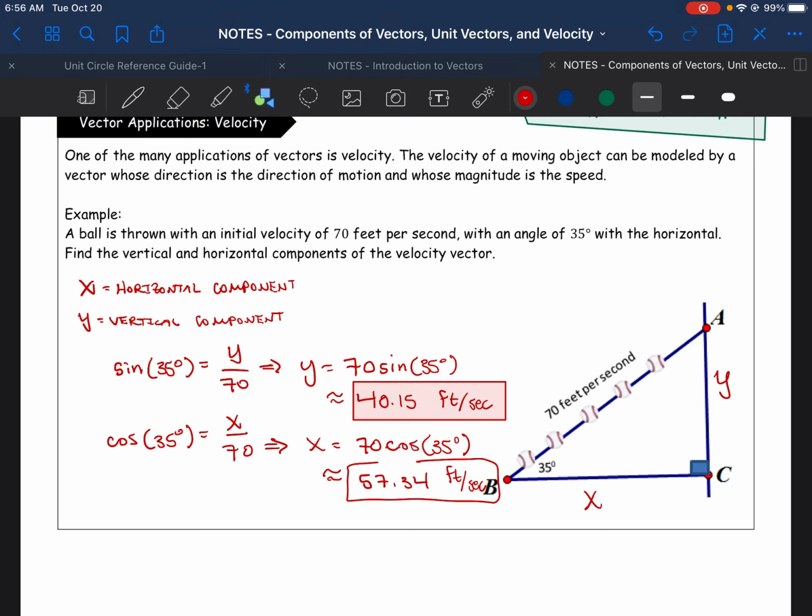Notice that the horizontal component and the vertical component are still both velocities. Feet per second is our units. One is the horizontal component, one is the vertical component of the velocity vector.